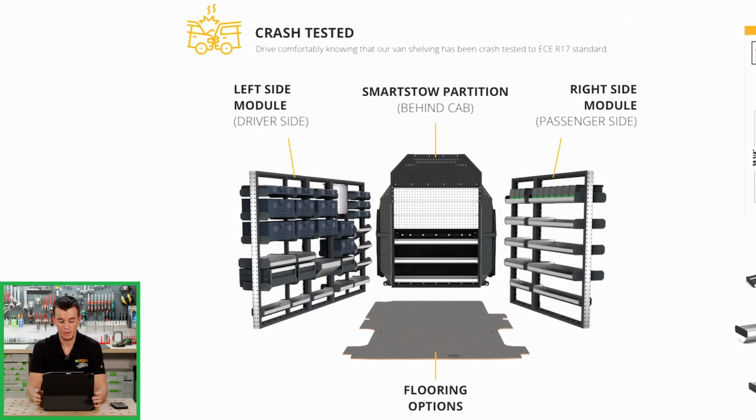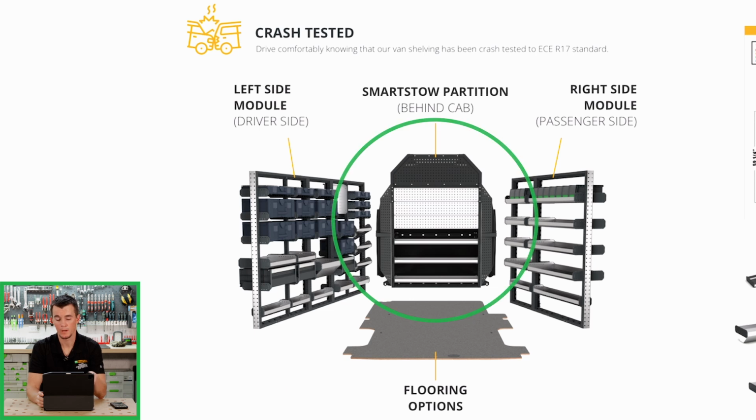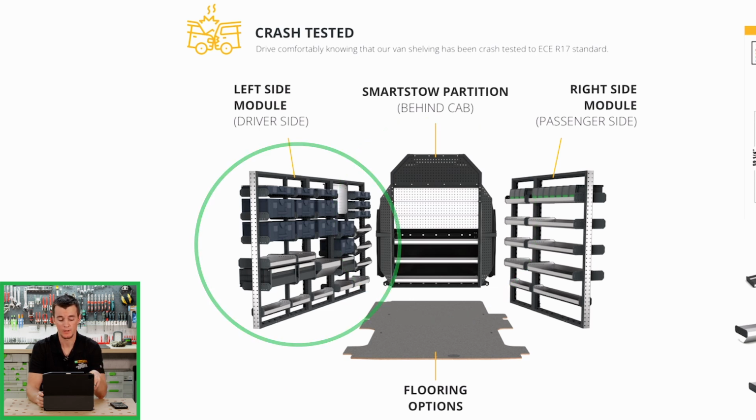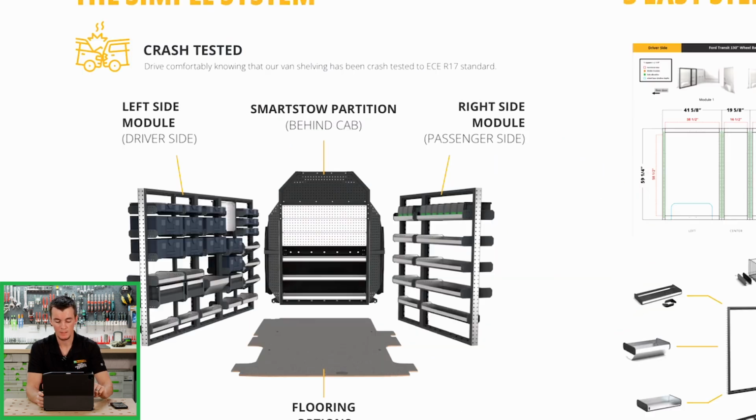So if we look at the system here, you essentially have four different sections of the system. You have the partition or the bulkhead up front, and then on the left side or the driver's side, you're going to have a rear frame and you're going to have a front frame. And then on the passenger side or the right side, you're going to have a single module, which will usually be two frames. And the steps are pretty simple.